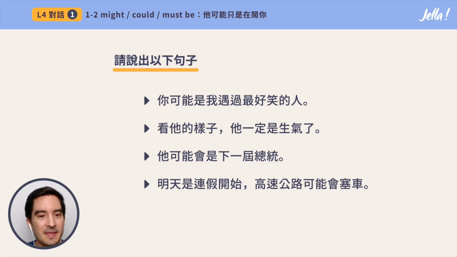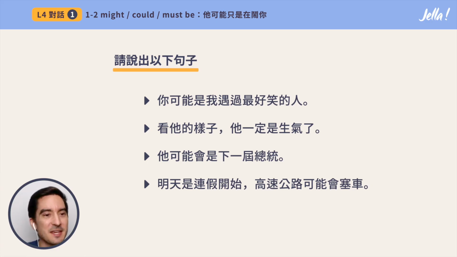Okay, and then we want to keep it simple by saying the next president. You don't need to say the president next round or something like that. So in Chinese, you have 下一届总统, but we don't need that next round part in English. You could just say the next president. The word next describes president, okay?